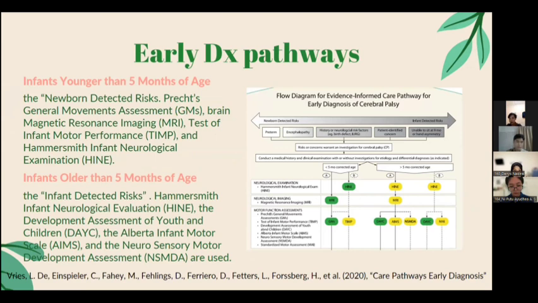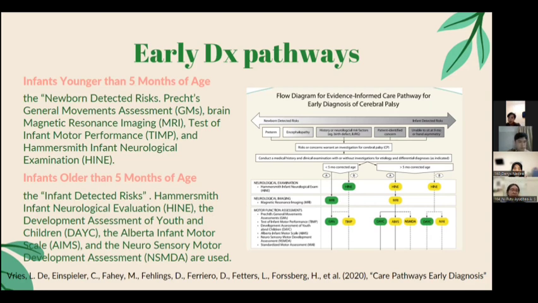So now we're at the major pathways for early diagnosis of cerebral palsy. The first pathway is used for infants younger than 5 months of age. This strategy is also known as the newborn detected risk. Use first general movement assessment or GMA, brain magnetic resonance imaging or MRI, test of infant motor performance or TIMP, and Hammersmith infant neurological examination.